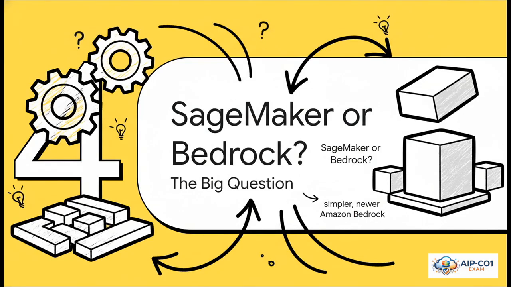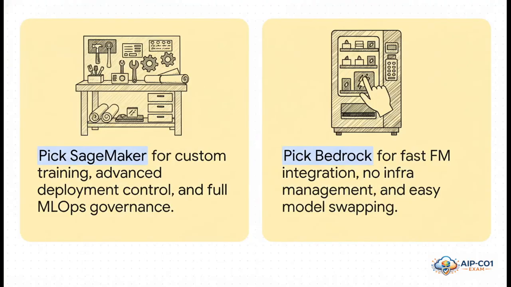So this brings us to probably the biggest question in AWS AI right now. When do you use the full workshop SageMaker versus its newer, simpler cousin, Amazon Bedrock? Let's break it down real simple. You're going to pick SageMaker when you need to do custom model training from the ground up, when you need really fine-grained control over how that model gets deployed, or when you need that full end-to-end MLOps governance we just covered. On the other hand, you pick Bedrock when you just want to grab a powerful foundation model like Claude or Llama and integrate it as fast as possible without worrying about any of the underlying infrastructure.